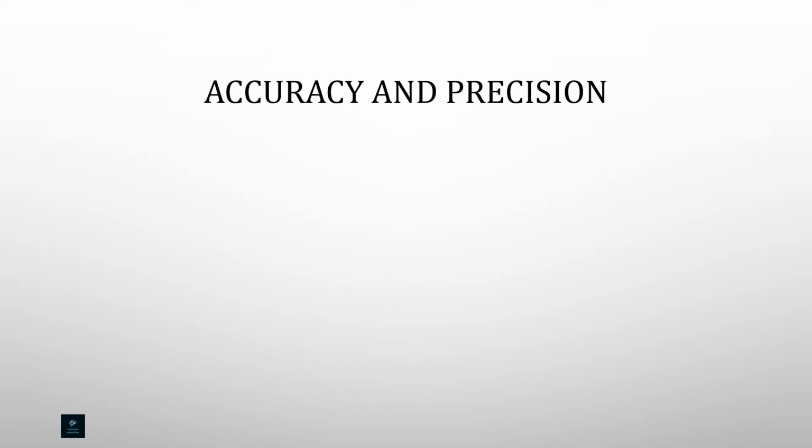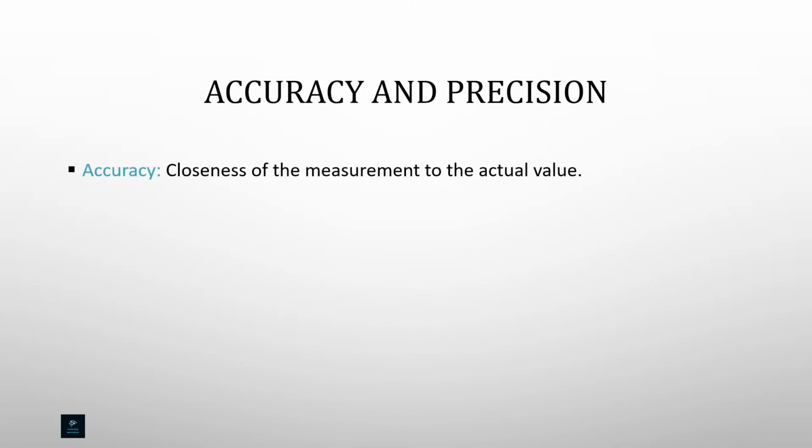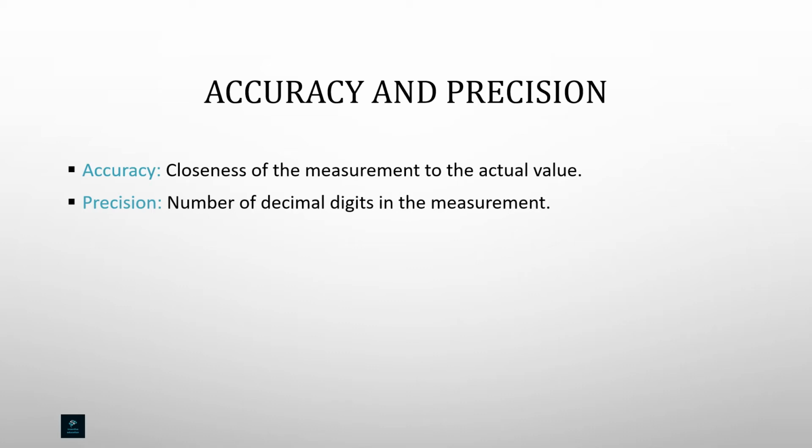Now any physical quantity is measured by instruments and no instrument is free of errors. Therefore, accuracy and precision of measurements can be defined as follows. Accuracy is the closeness of the measurement to the actual value. Precision is the number of decimal digits in the measurement. Now we take an example.